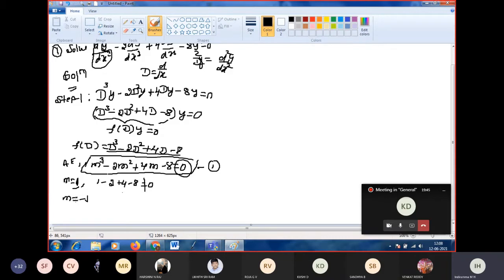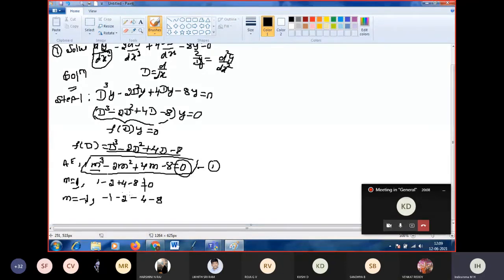If you put m equal to minus 1, minus 1 cube is minus 1. Next, minus 2 into 1, since minus 1 square is 1 itself, plus 4 into minus 1 is minus 4, minus 8. Is this equal to 0?